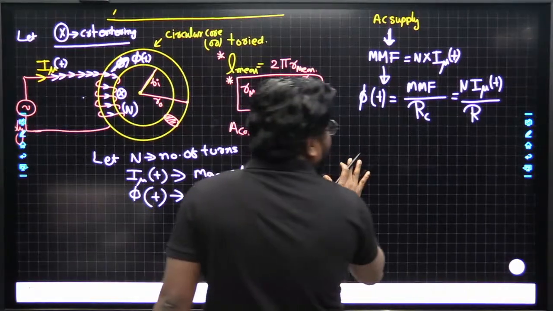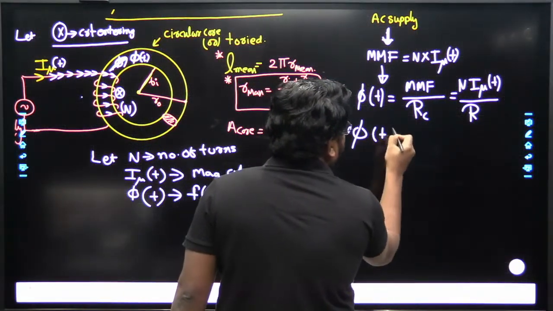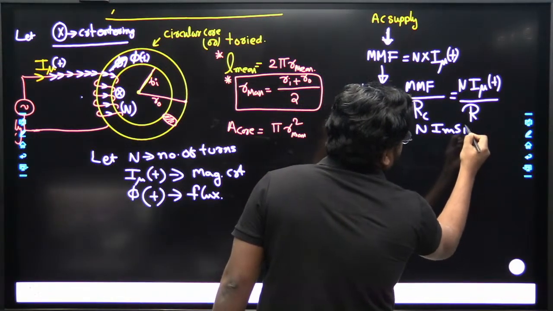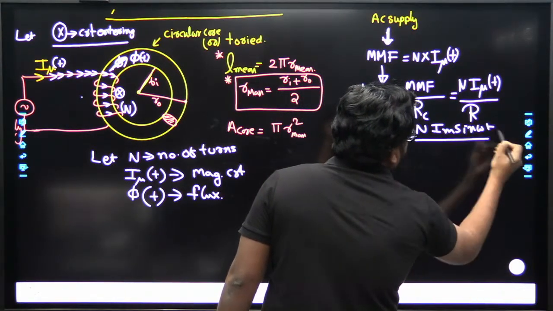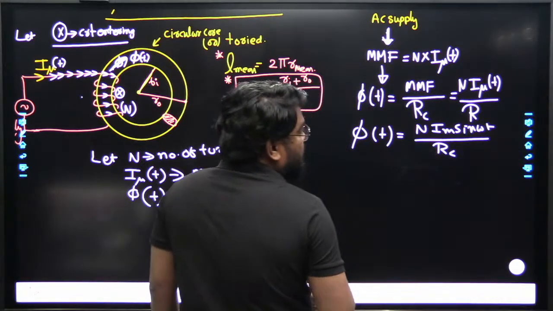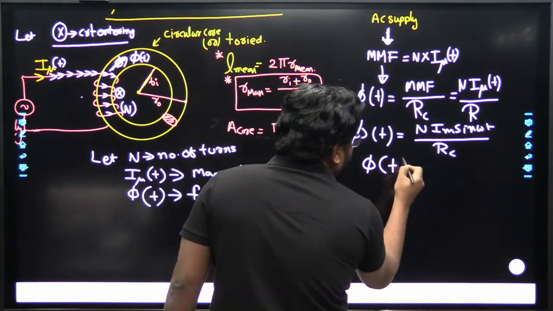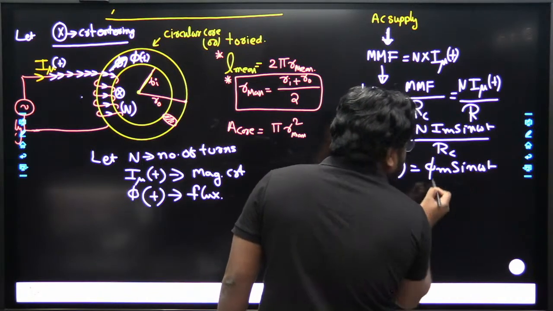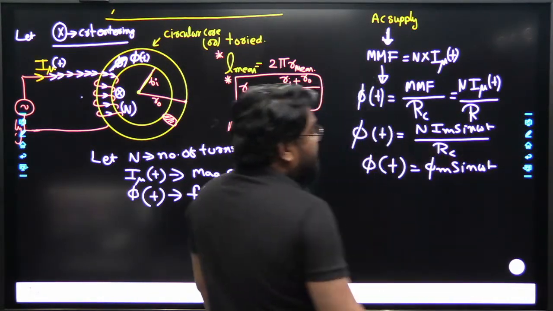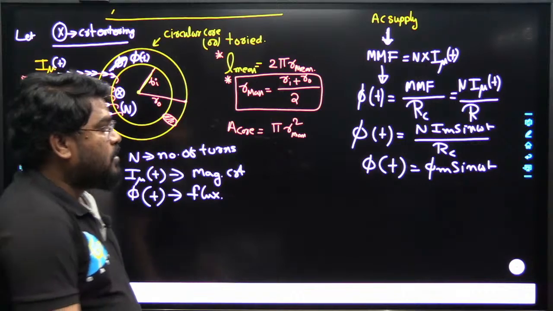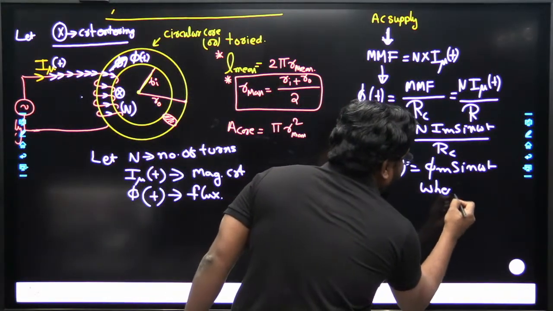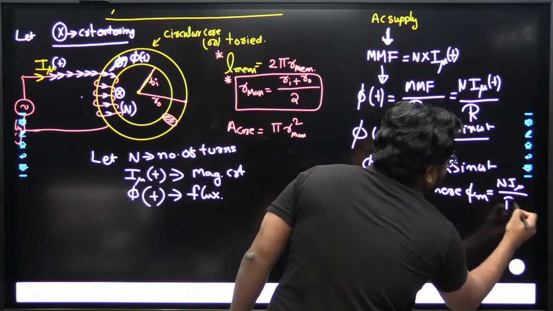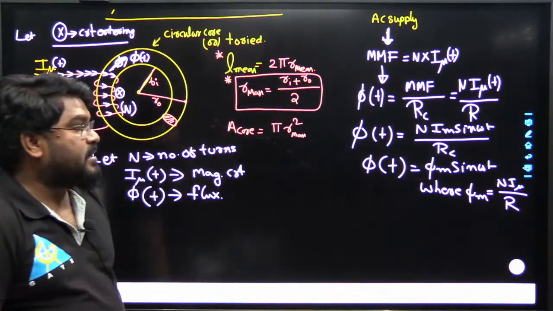So now simplify this. Phi of t is equal to N times Im sin omega t, divided by the reluctance of the core. Therefore phi of t is equal to phi maximum sin omega t, where phi maximum is equal to N times Im divided by the reluctance of the core.